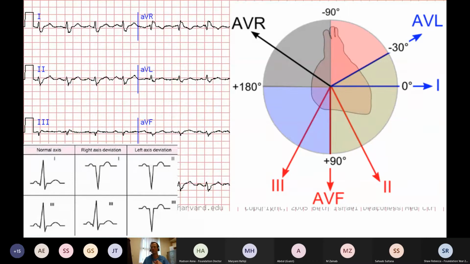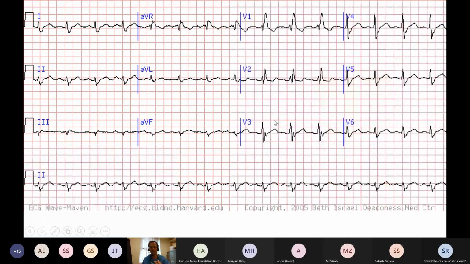Can anybody tell me what the combination of left axis deviation and right bundle branch block is? Thank you very much. So we have bifascicular block. Does that need a pacemaker? Joseph wants me to explain that again. Bifascicular block means a combination of having right bundle branch block and having left axis deviation. And I will explain that more in just a second.